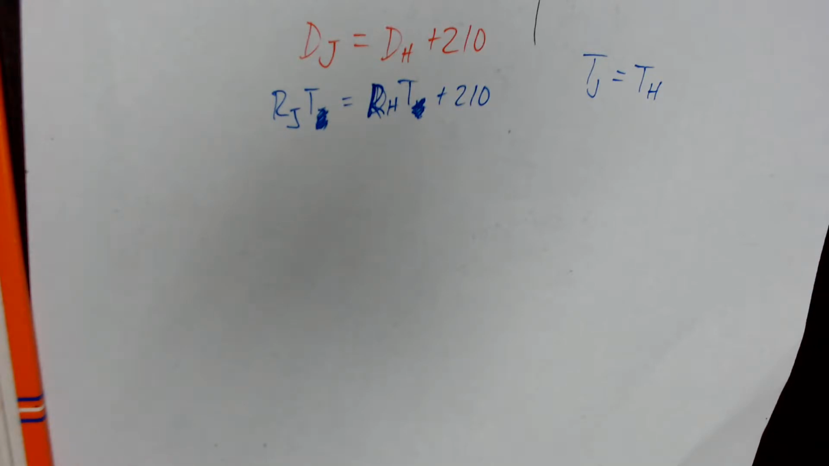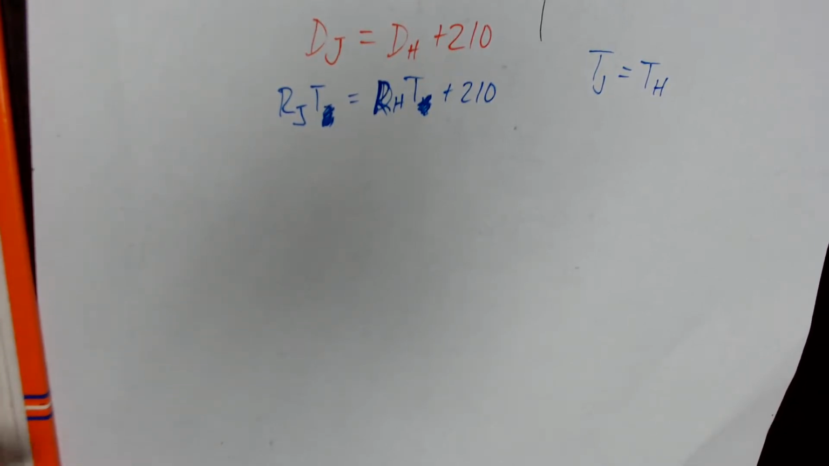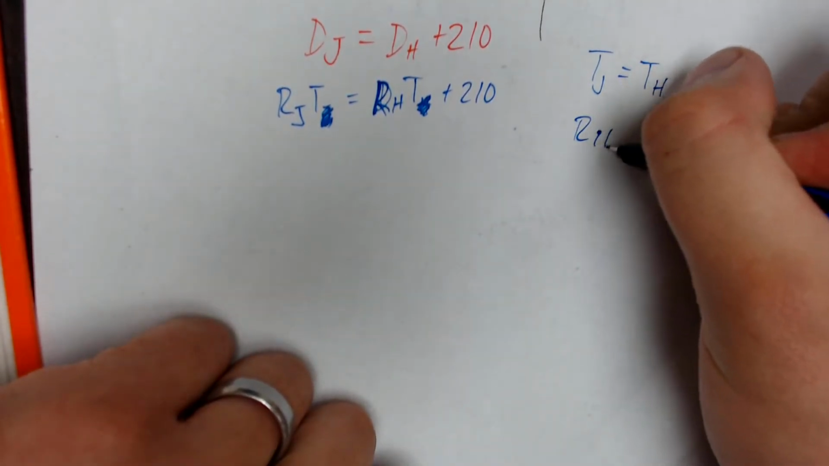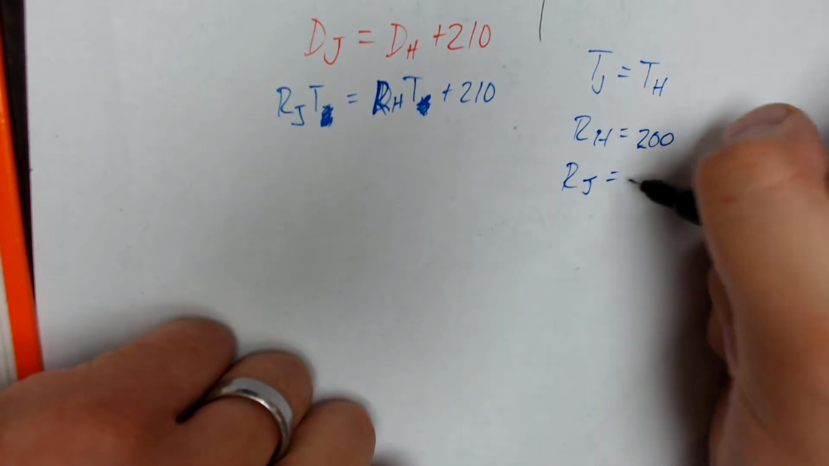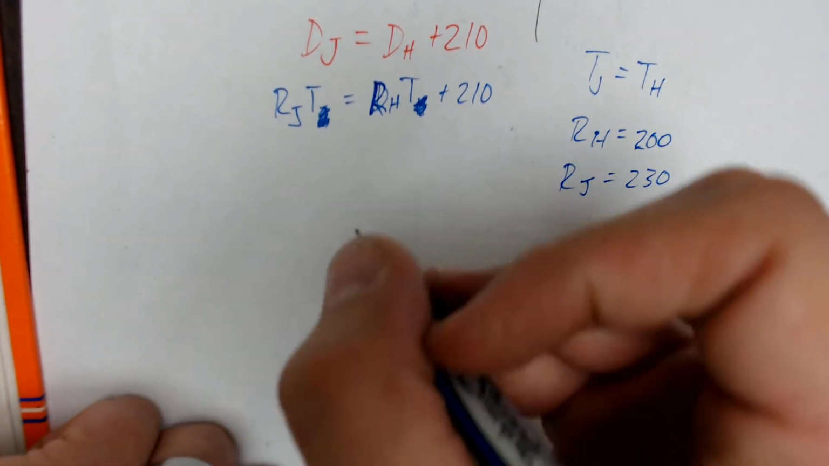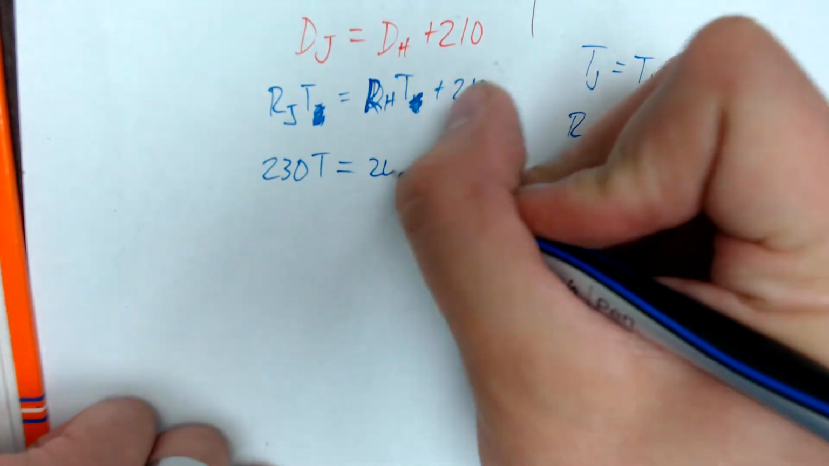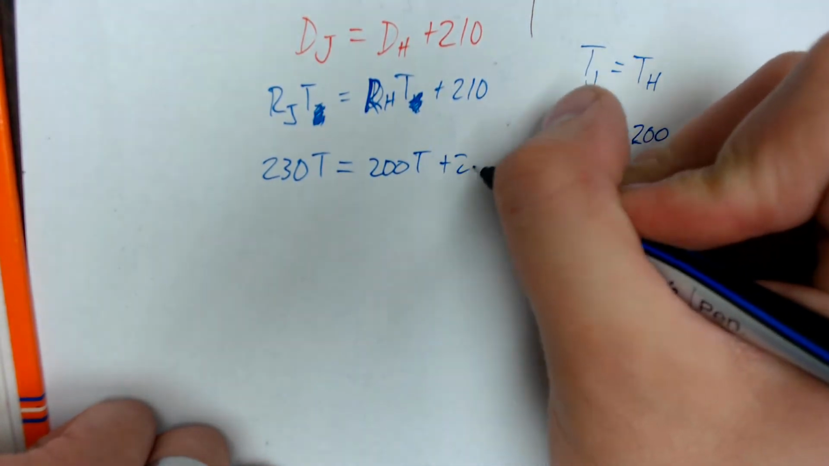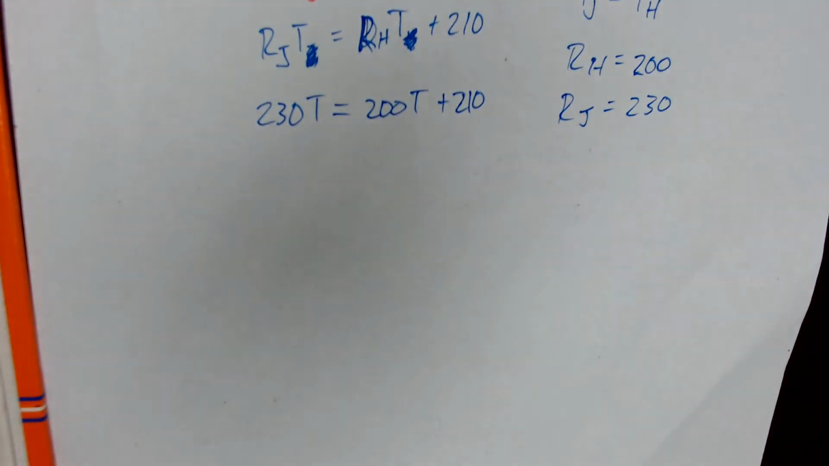Now we have to figure out the other equation. The other equation says that Harry's rate is 200 meters per minute and Jeanette's rate is 230 meters per minute. So if rate of Harry equals 200 and rate of Jeanette equals 230, we can plug these in, and then all we have to solve for is time. So we have 230 times t equals 200 times t plus 210. So now we solve for t.